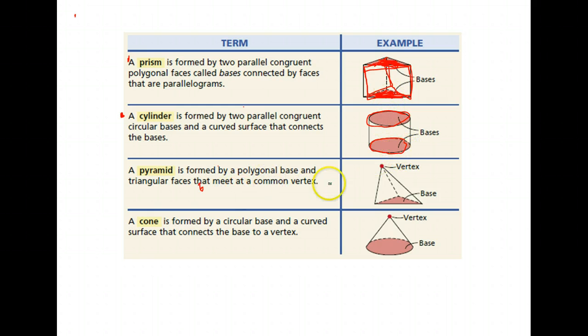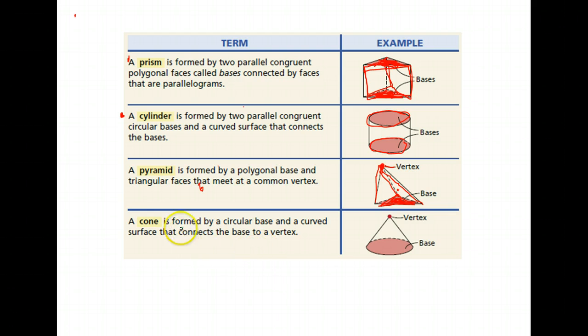Okay. A pyramid comes to a point at the top, so it has one base that's a polygon, so a square, octagon, pentagon, hexagon, those are our polygons, and then they meet at a common vertex, that's the top of your pyramid. So the difference between a prism and a pyramid, they both have polygon bases, but the pyramid only has one base and then comes to a point rather than having another base at the top. And again, that point that it comes to is called the vertex.